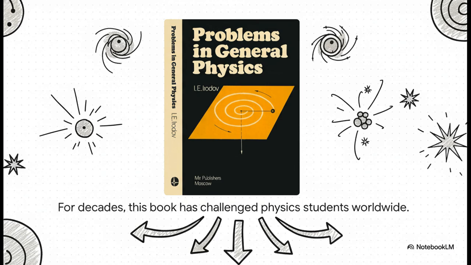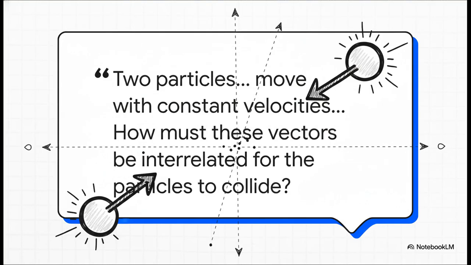Now, if you've been through a serious physics program, you know this book. It is legendary for its challenging problems that really make you think. And this is our target for today, problem 1.5. On the surface, it looks pretty straightforward, right? A couple of particles, a few vectors, but solving it requires more than just plugging numbers into a formula. You need a really solid physical intuition about what a collision actually is.